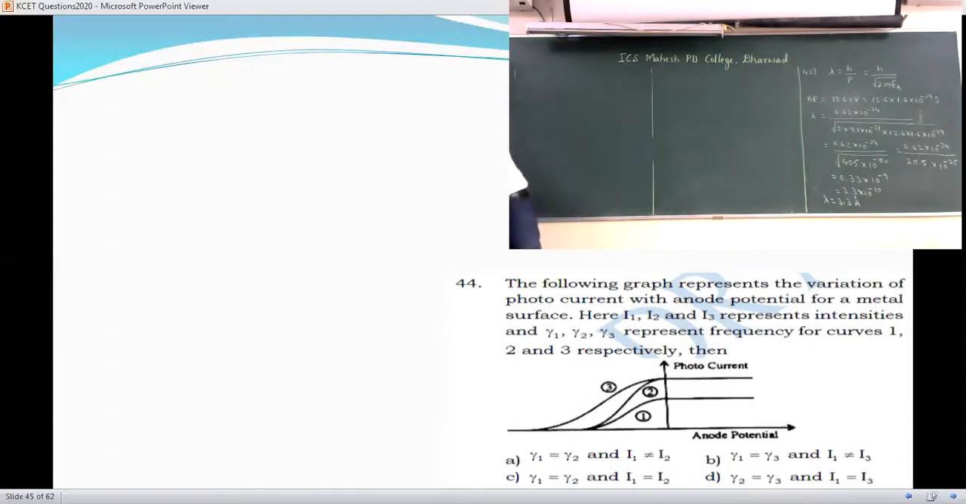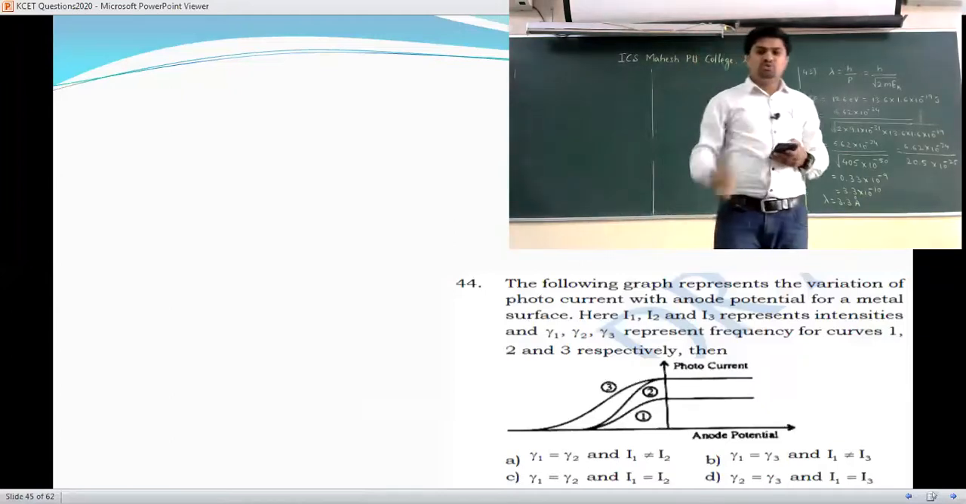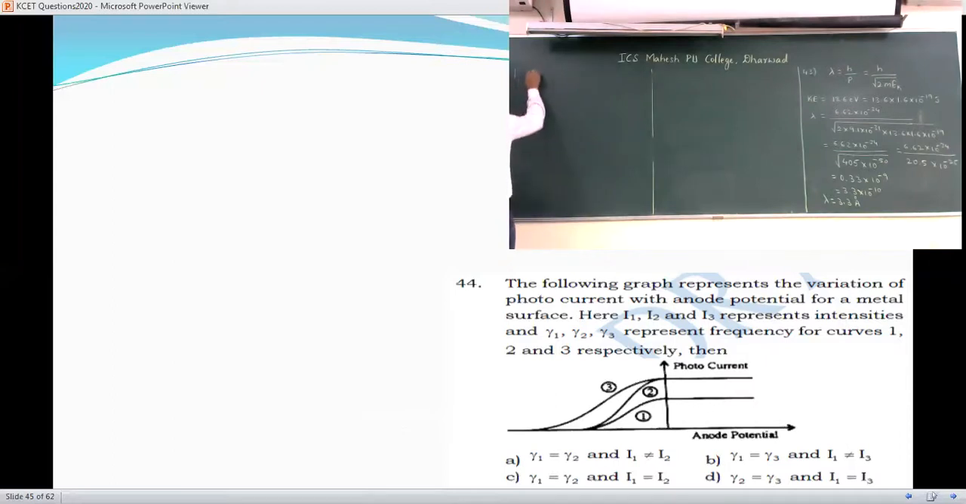Yes, what is our next question? The following graph represents... Okay, you just go through with the graph. I will just draw that. So this is a theoretical question, the 44th one.